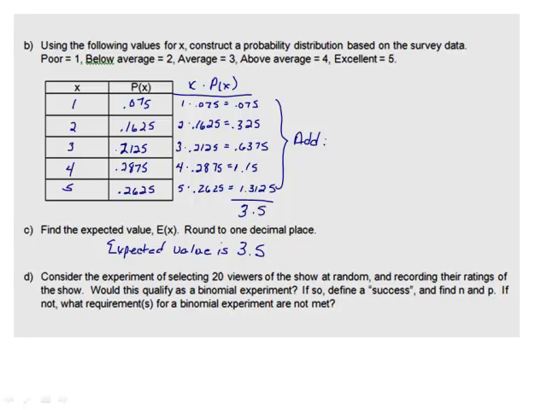Okay, now if we consider the experiment of selecting 20 viewers of the show at random and recording their ratings of the show, would this qualify as a binomial experiment? Since we had 5 different ratings, that means we have more than 2 possible outcomes. And that means that it's not a binomial experiment. To be binomial, there can only be 2 possible outcomes.